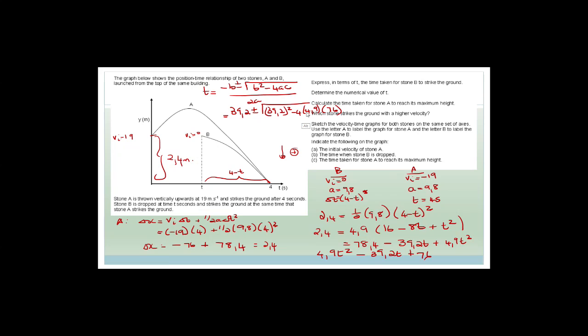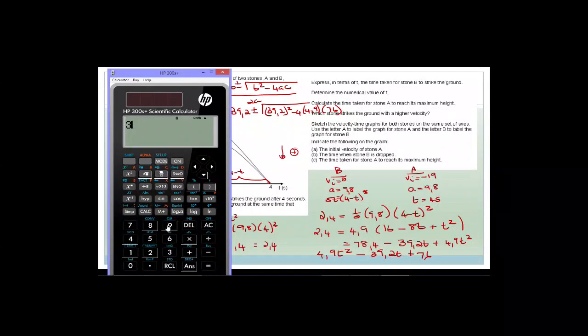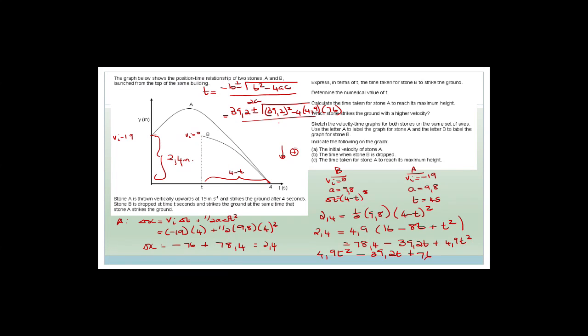Okay, so let's try that now. So if we do that, we've got 39.2 squared minus, I just want to check my signs, I'm right, bracket 4 times 4.9 times 76, close bracket, equals. So that there is 47.04, and if we square root the answer, we get 6.85. This is all over 2a. So therefore this is going to be 39.2 plus or minus 6, what did we say?